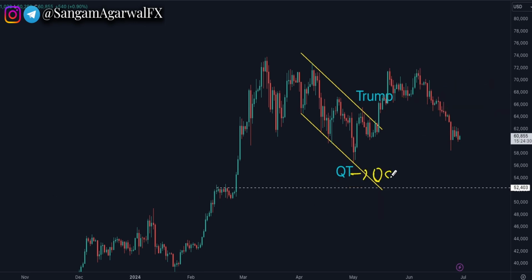So QT, QE, that means their balance sheet size, is the fundamental reason behind Bitcoin going up or down. Since more QT is happening, that means balance sheet size will decrease, that's why it is down again. And this 52k area can be a big static horizontal support level.